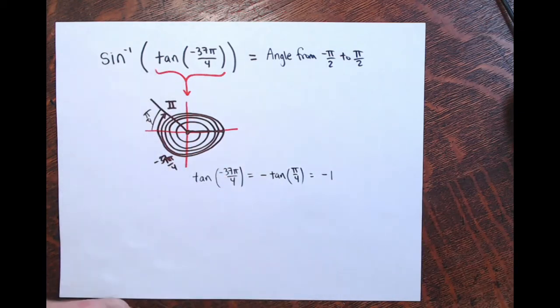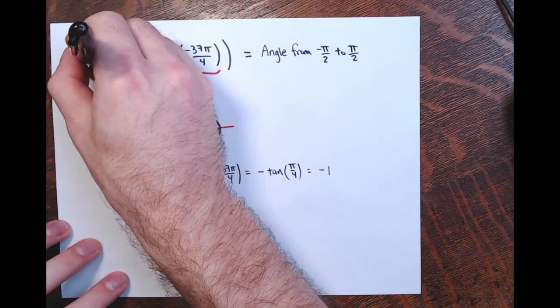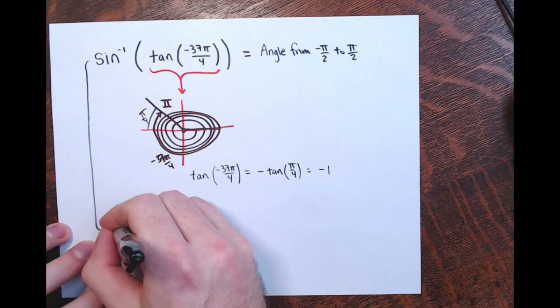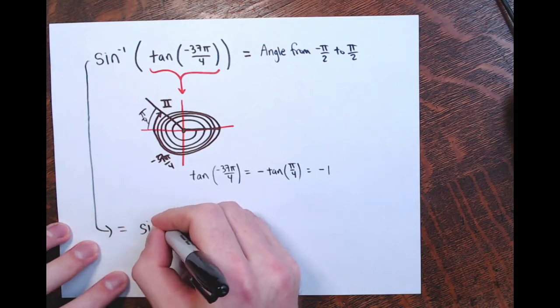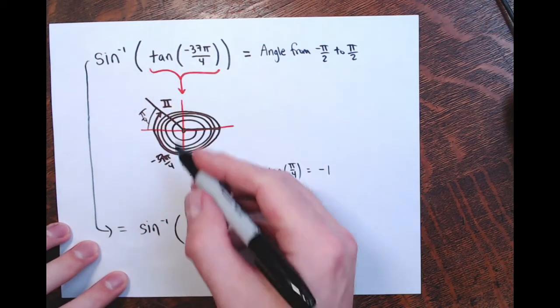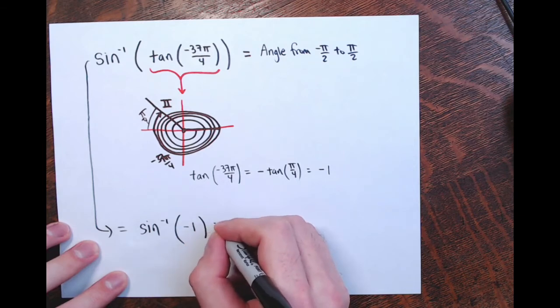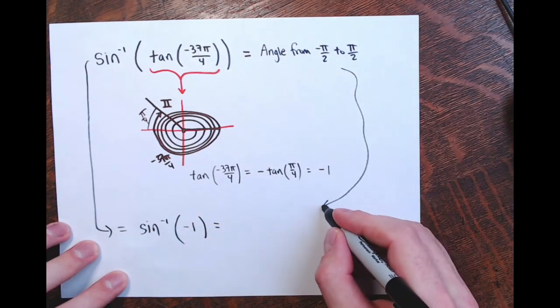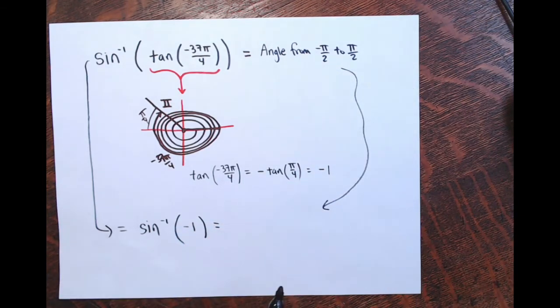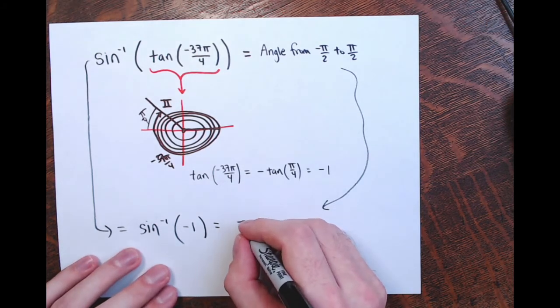So now this is equal to the inverse sine of negative 1. And then here's my output. My final output needs to be between negative pi over 2 and pi over 2. What's an angle from negative pi over 2 to pi over 2 with a sine of negative 1? That was negative pi over 2.